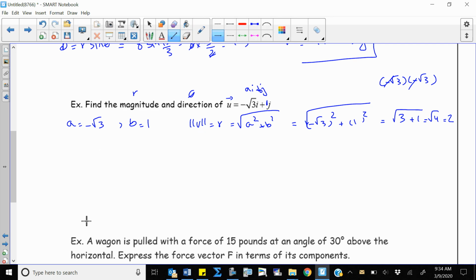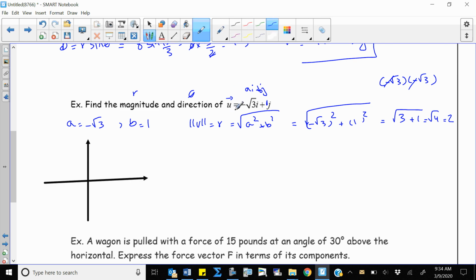In order to find that, I'm going to graph my vector. The x component is negative radical 3, so we need to go to the negative side on the x-axis. Let's say this is negative radical 3. And then the y component is 1, which means we need to go 1 up, somewhere around here. So this is 1, and this is negative radical 3. And this is going to be my vector. The length of the vector is 2. That's what we just found.